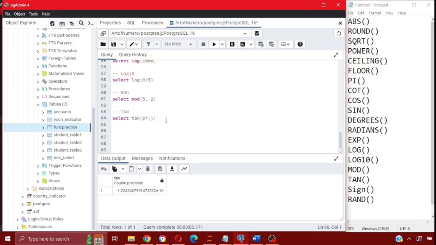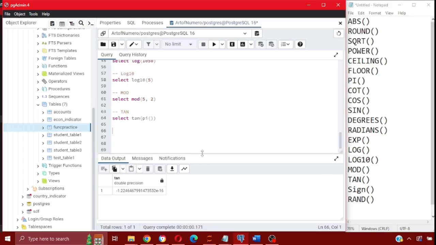So remember that in radians we have different measures that we can use. Tangent is one of those that we can get the value of in radian measures. Let's say the next one is going to be sine.